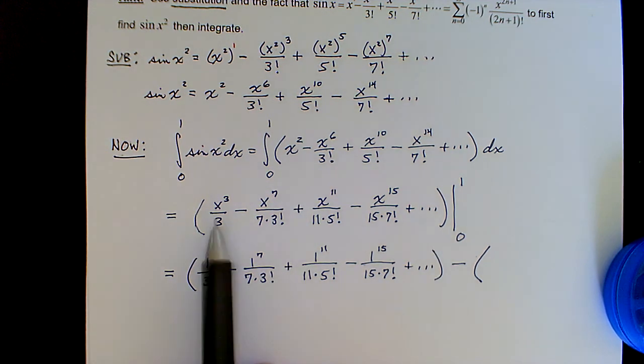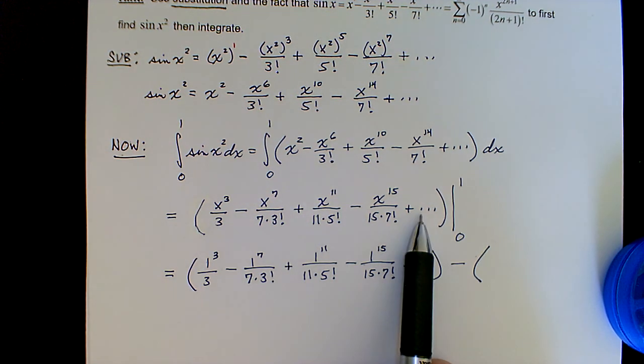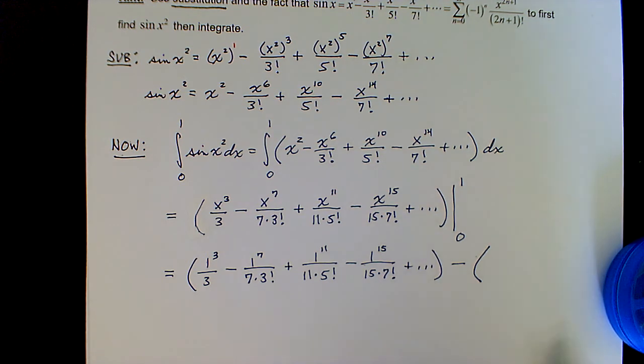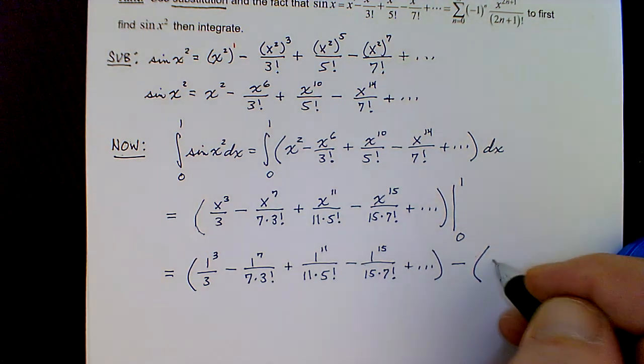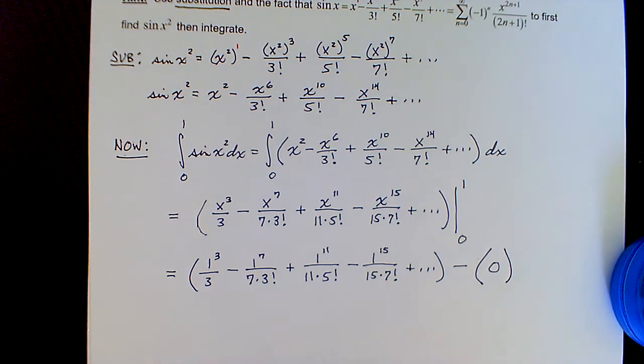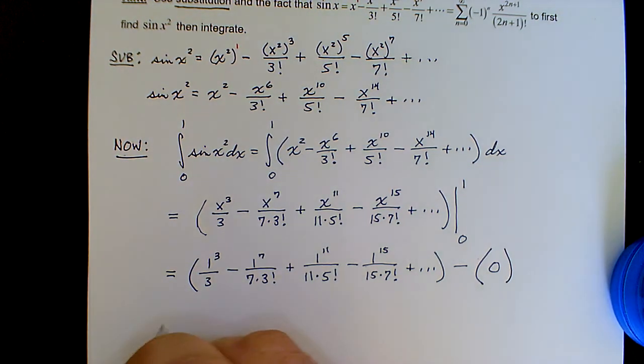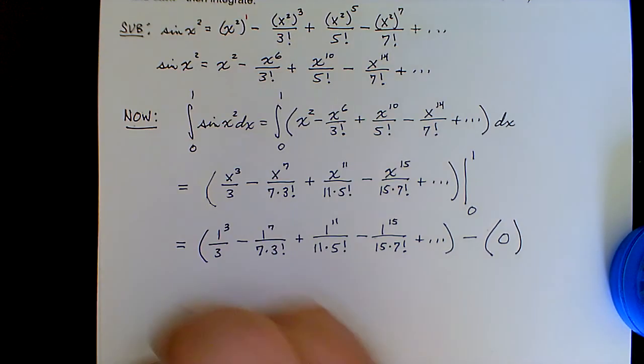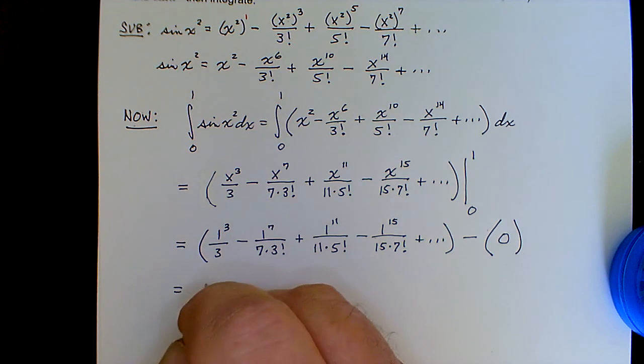So therefore, when you plug in a 0, since every term contains x as a factor, you're just going to get a big 0. So there's no need to show the substitution for that. Alright, so now it's just a matter of grinding down the arithmetic.